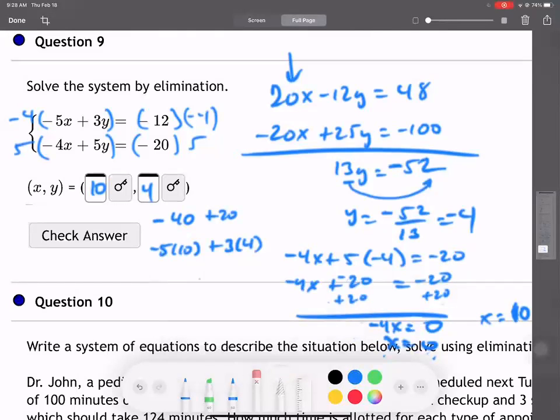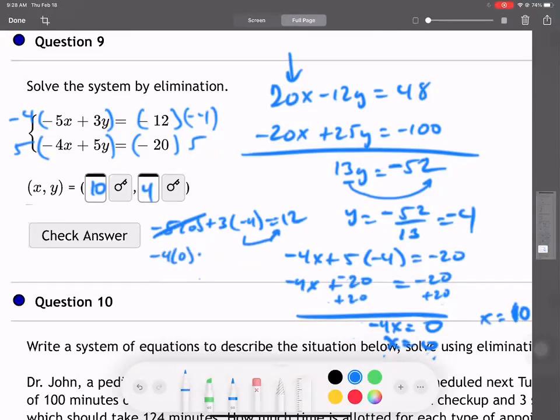If x is 0, would it work for my second equation here? Or my first equation, 5 times 0 plus 3 times negative 4? Yes, that would become negative 12. That's good. And negative 4 times 0 plus 5 times negative 4 equals negative 20. Yes, that would become negative 20. Yikes, a simple sign. Remember the negative sign I told you that taunts me my whole life? It's back.